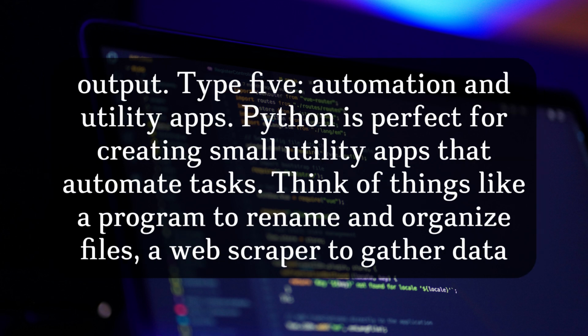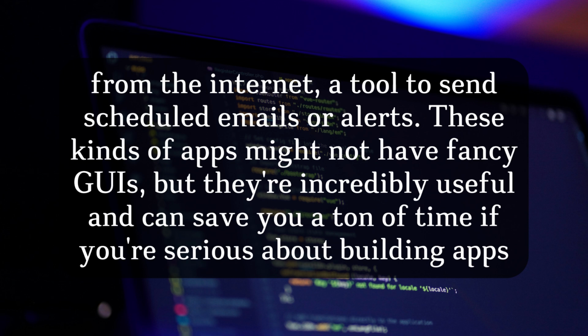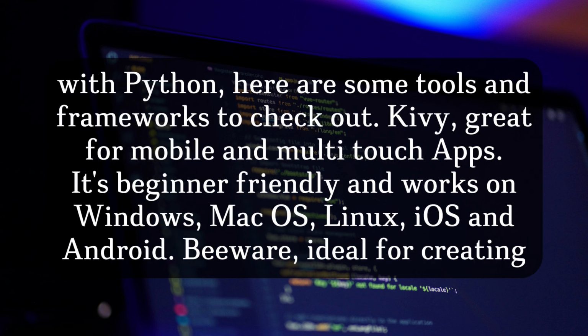Type 5. Automation and utility apps. Python is perfect for creating small utility apps that automate tasks. Think of things like a program to rename and organize files, a web scraper to gather data from the internet, a tool to send scheduled emails or alerts. These kinds of apps might not have fancy GUIs, but they're incredibly useful and can save you a ton of time. If you're serious about building apps with Python, here are some tools and frameworks to check out.